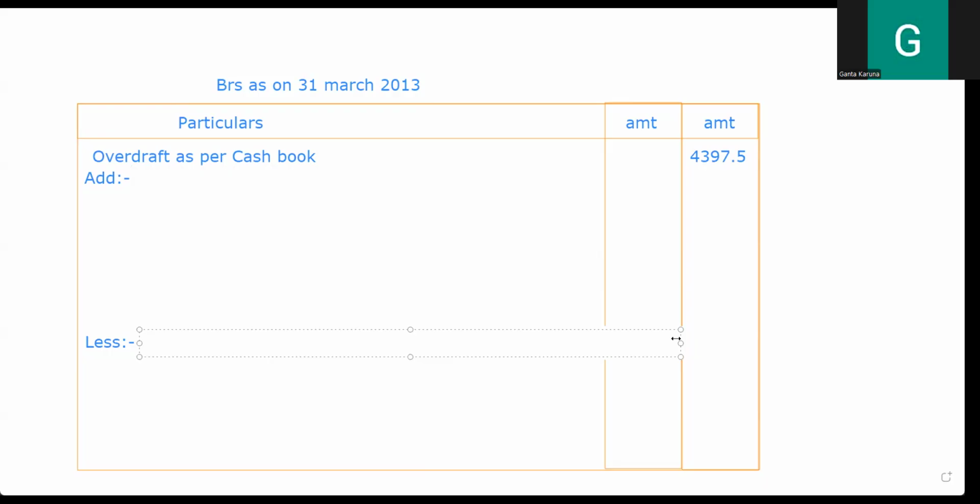So that's why here what we'll write is check drawn or issued seen as per cash book. So as it is there in the cash book, I'm going to take it. So 6,345, I'm going to take it up.